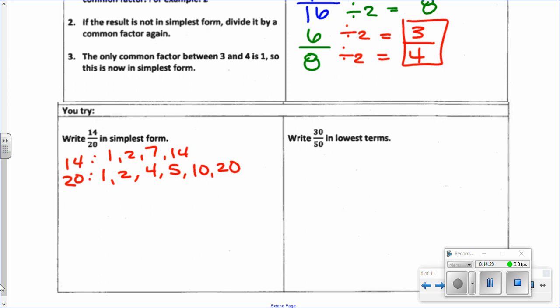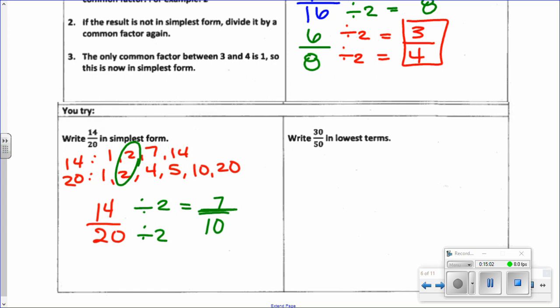Okay. All right, so the greatest common factor, as you can see, is going to be 2. So we're going to say 14/20, and then let's divide by that greatest common factor, divided by 2, divided by 2. So 14 divided by 2 is 7, and 20 divided by 2 is 10.